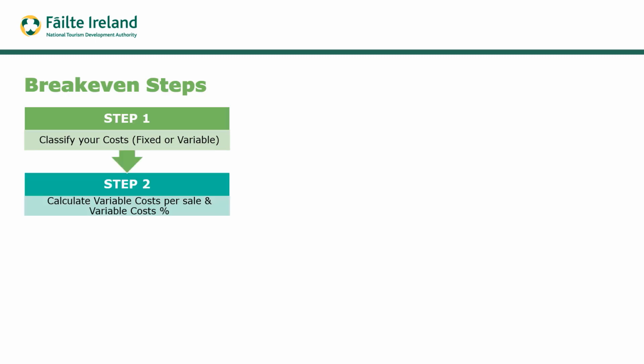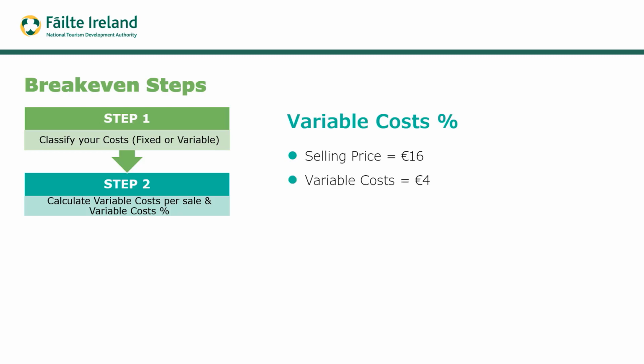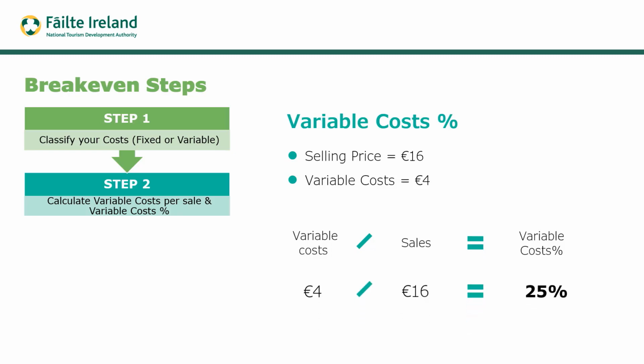Step 2 is calculate the variable cost per sale and the variable cost percentage. This is the total of all your variable costs divided by the total number of units sold in your business, i.e. the volume. So here's an example. Let's say the average price of a meal in a restaurant is €16. You've determined that the total variable cost of providing that meal is €4. So variable costs divided by sales is equal to the variable cost percentage, which in this case is €4 divided by €16 equals 25%. And what this means is that for every euro of sales that you make, 25% of it, or 25 cents, goes towards covering the variable cost of making those sales.